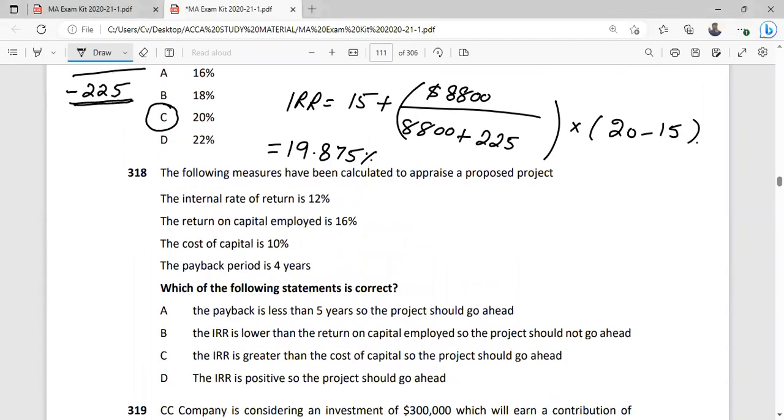Okay. Next one: the following measures have been calculated to appraise a proposed project. IRR is 12%, cost of capital is 16% return on capital employed, cost of capital is 10%. IRR must be greater than the cost of capital, and here it is. It means what? It means the project is profitable if your IRR is greater than the cost of capital.